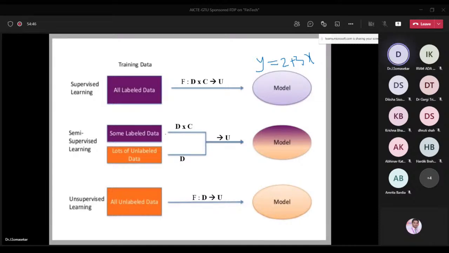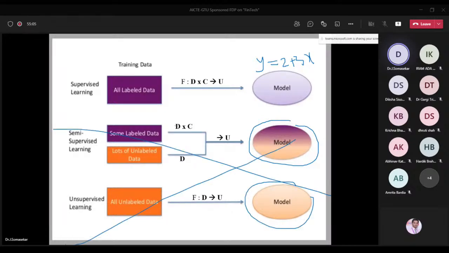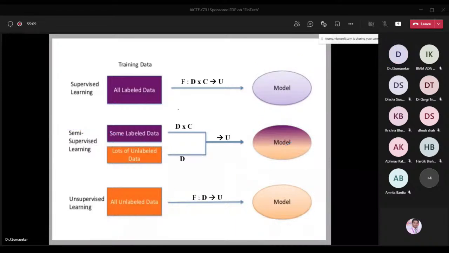When you come to semi-supervised, we have labeled data and some unlabeled data, and based on that we can make a model. And with only unlabeled data, that is unsupervised learning. Here also we have some data having labels, and in the unsupervised case all the data has no label. That's why it is unlabeled. Here also we can make a model, but we are not going to focus on these two things. We are going to focus only on labeled data.